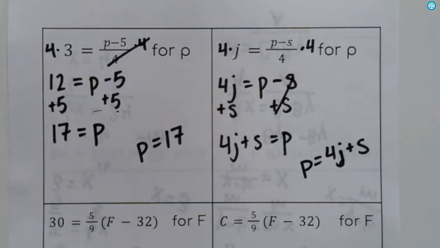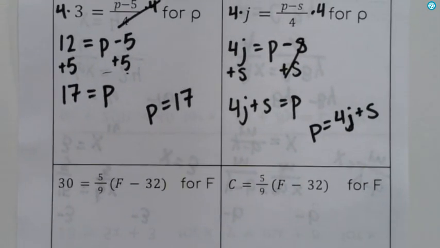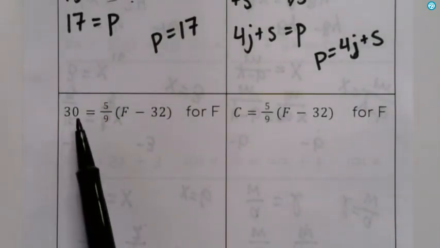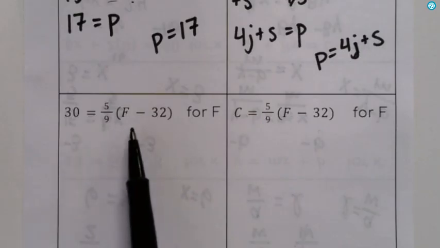Right, very last problem. Does anyone know what this last equation is? Anyone recognize it from science? It's supposed to be like Fahrenheit. Mm-hmm. So the F is Fahrenheit and the C would be Celsius. So it's how you convert from Celsius to Fahrenheit, and it can go both ways. So right now, this would be if we knew it was 30 degrees Celsius and we want to figure out how hot or cold it is in Fahrenheit.